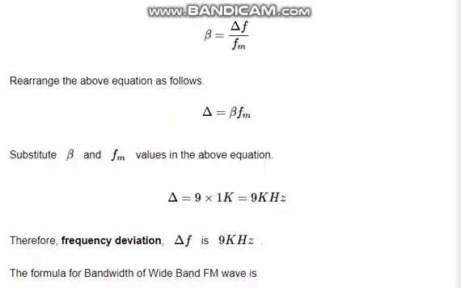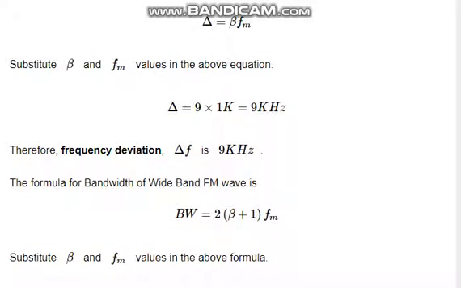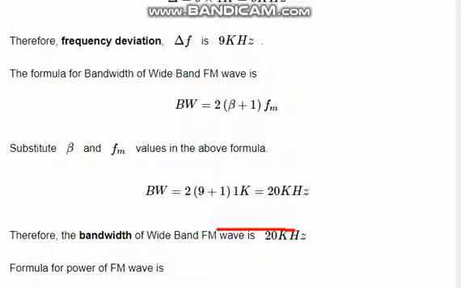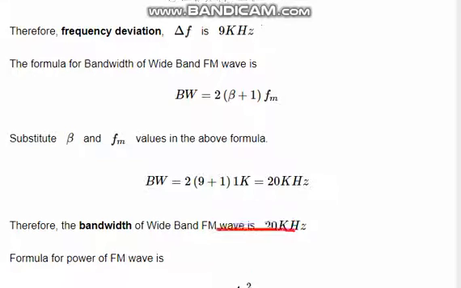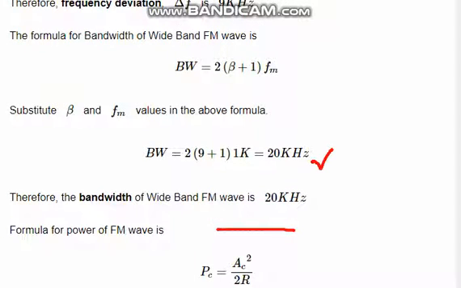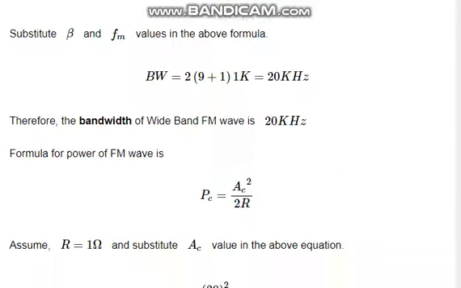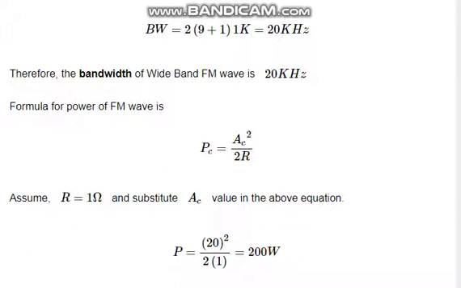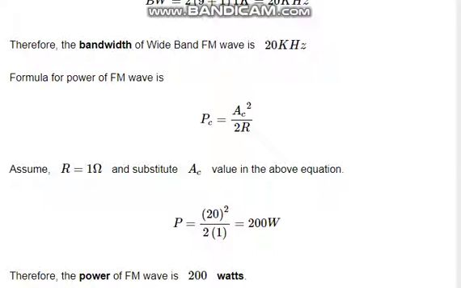In wideband FM, the formula of bandwidth is 2 into (beta plus 1) FM. And if you substitute beta and the frequency of the modulating wave, you will get 20 kilohertz. And the formula for power of FM wave is PC is equal to AC squared divided by 2R. If you assume that R is equal to 1 ohm, that is quite similar to the AM mathematics. So just put the values, you will get the power of the FM wave as 200 watts.